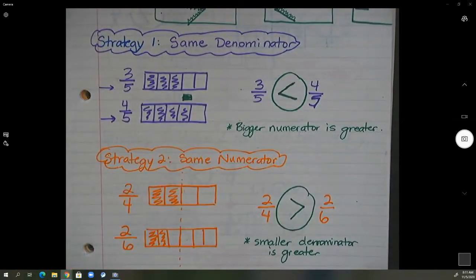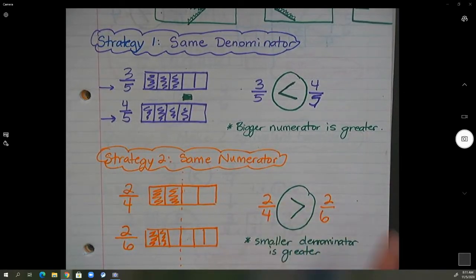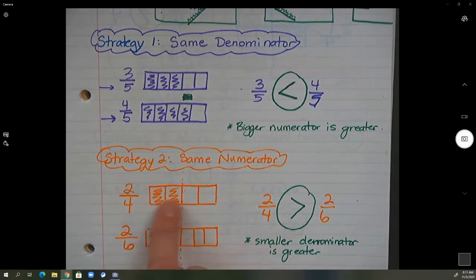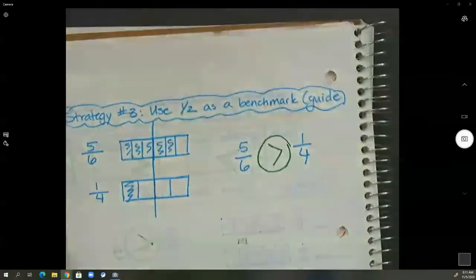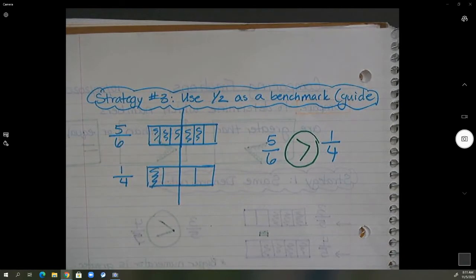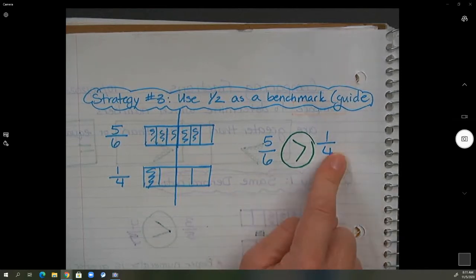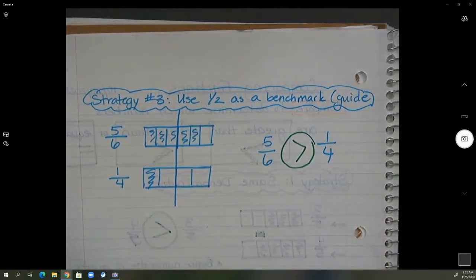You can also use the strategy of if they have the same numerator. Now, with the same numerator, they have the same number of pieces, but the denominator makes it so that the pieces are either bigger or smaller. So this is kind of that tricky one where, if the numerators are the same, whichever one has the smaller denominator is the bigger fraction. Isn't that weird? That just means that the pieces are bigger, okay? We also looked at this strategy here to use 1/2 as a benchmark. So when you're looking at 2 fractions, if you can tell right away that one of the fractions is bigger than 1/2 and one is less than 1/2, that's a great quick way to compare fractions.